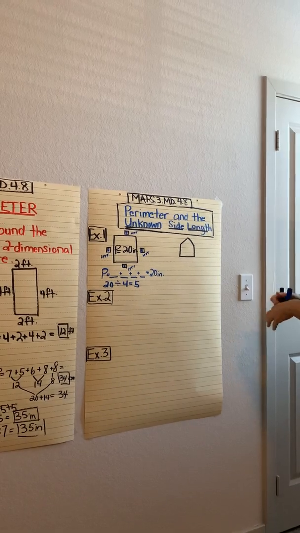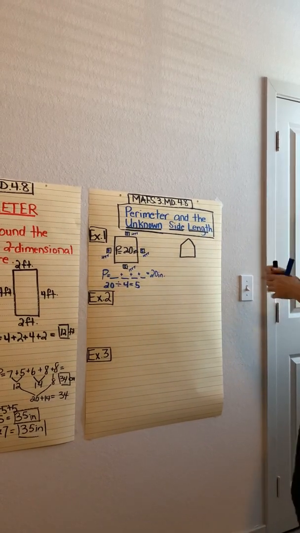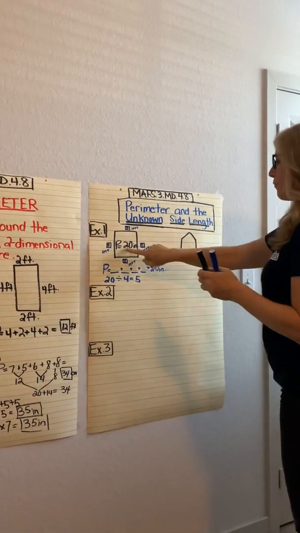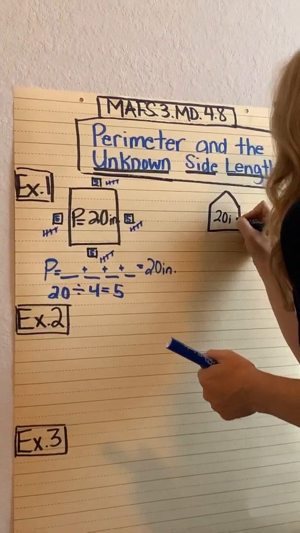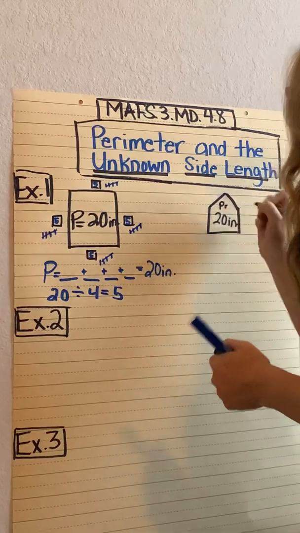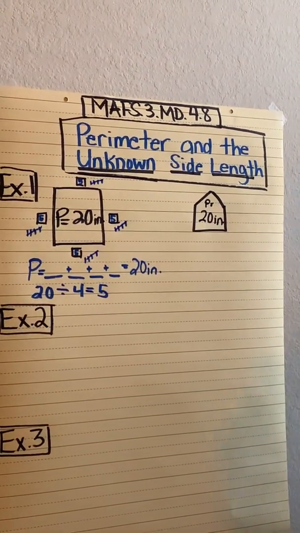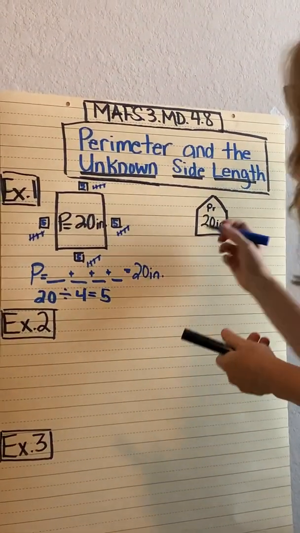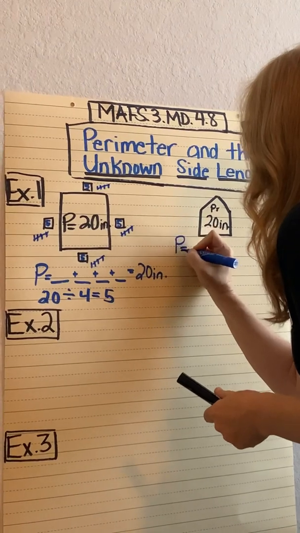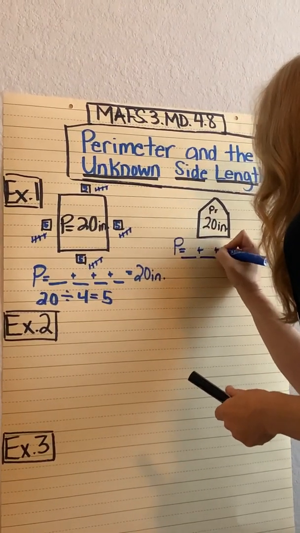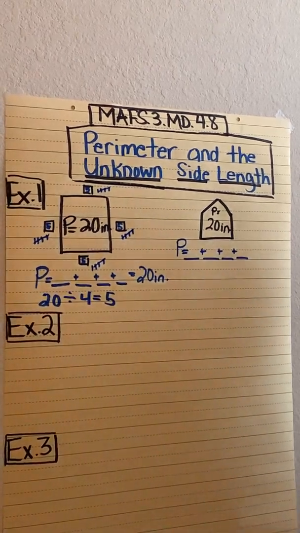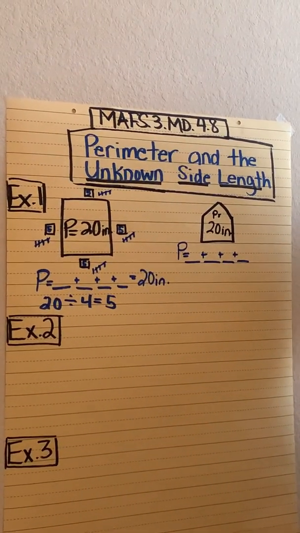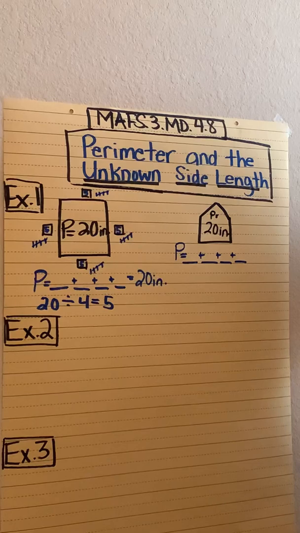Okay, so we're calling this a regular pentagon. And just like before, we're going to stay consistent, and we're going to say our perimeter equals 20 inches. Okay, just like before, we can solve the same way. That P equals side plus side plus side plus side. That's what I did over here, right? But I think I did something wrong. What did I do wrong?